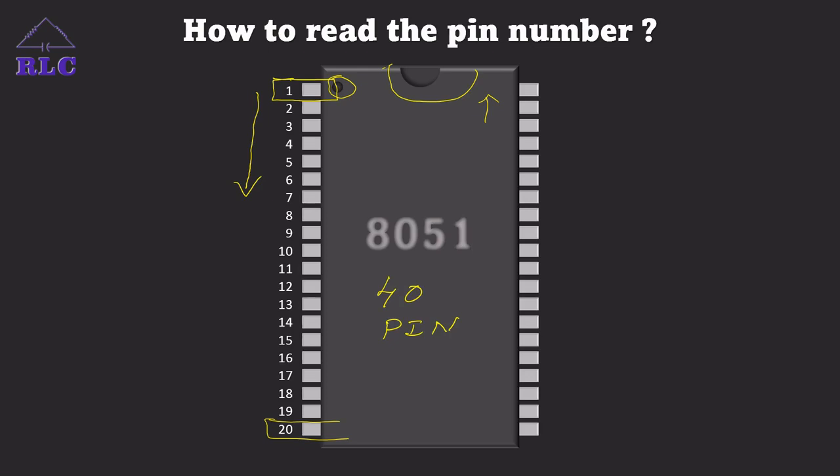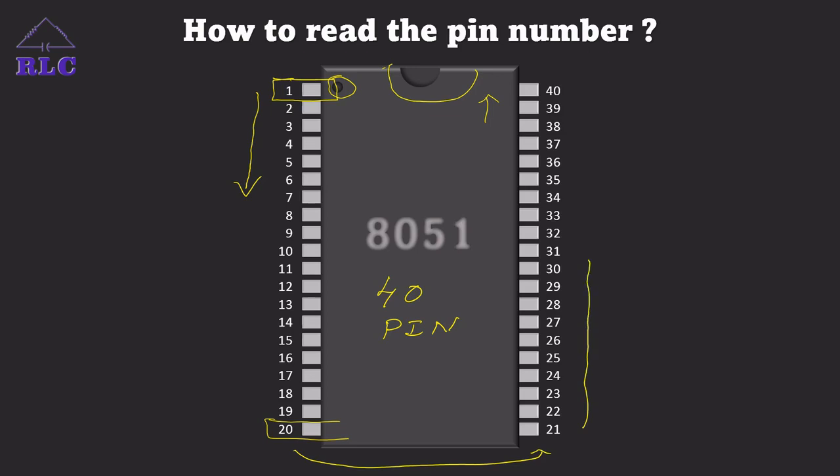Now 21, where to start the 21? We have got from 1 to 20, so 21 has to be started from the lower right bottom. It increases from the lower right bottom to the top. In the right top corner, we'll have the final pin. So the 8051 is a 40 pin microcontroller.